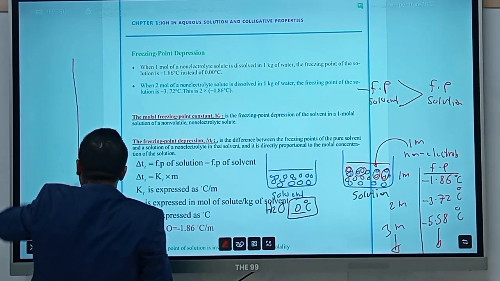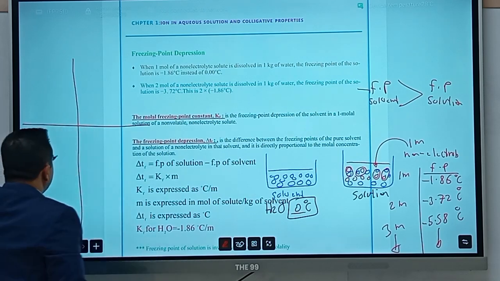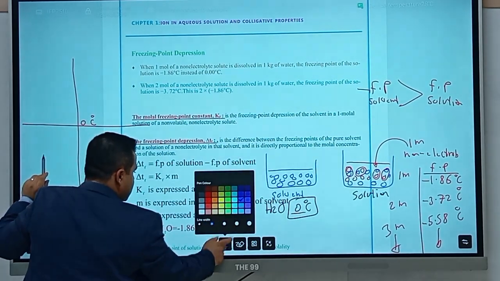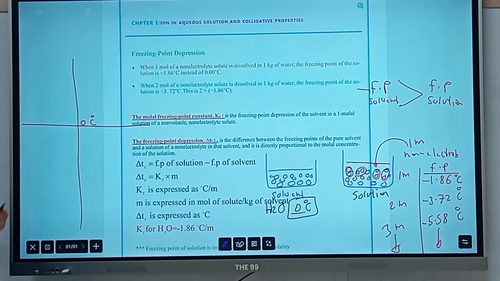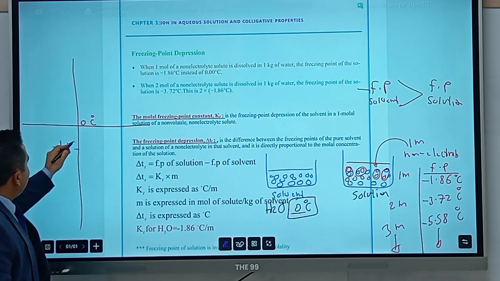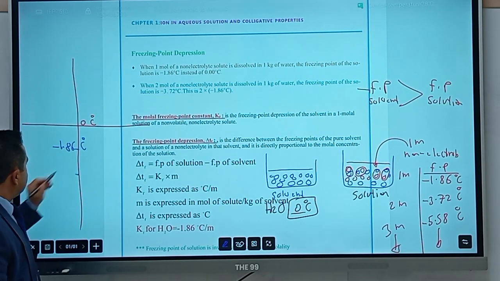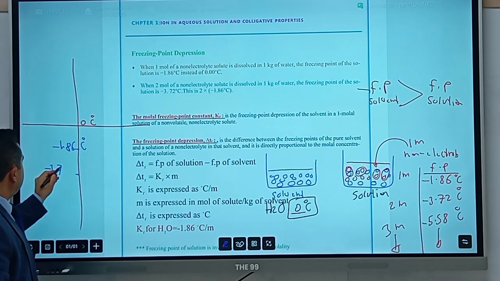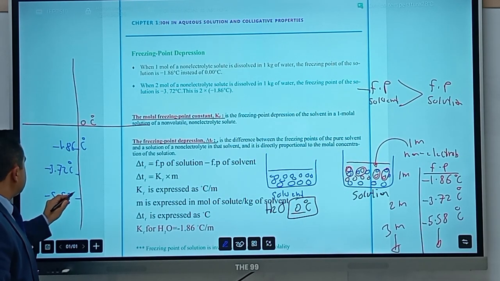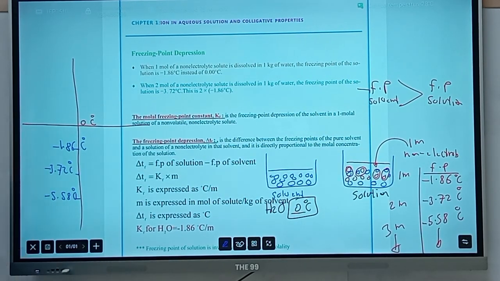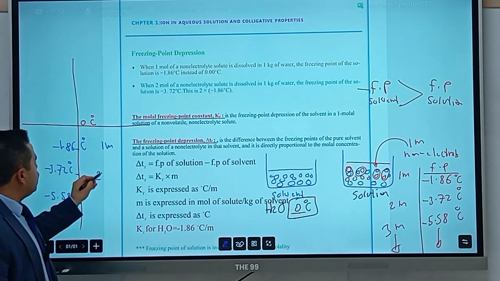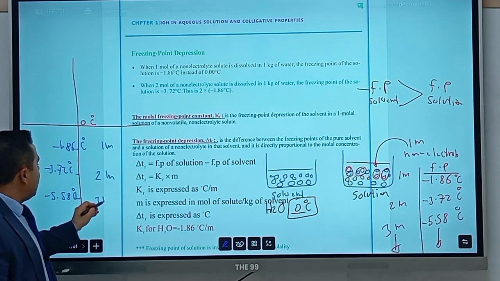It's the same to say we have got 0 Celsius. Let me show you on the coordinator, guys. Adding 1 molality will lower it to minus 1.86 Celsius, then minus 3.72 Celsius, then minus 5.58 Celsius, and so on. Here we have added 1 molality of a non-electrolyte, 2 molality, 3 molalities.